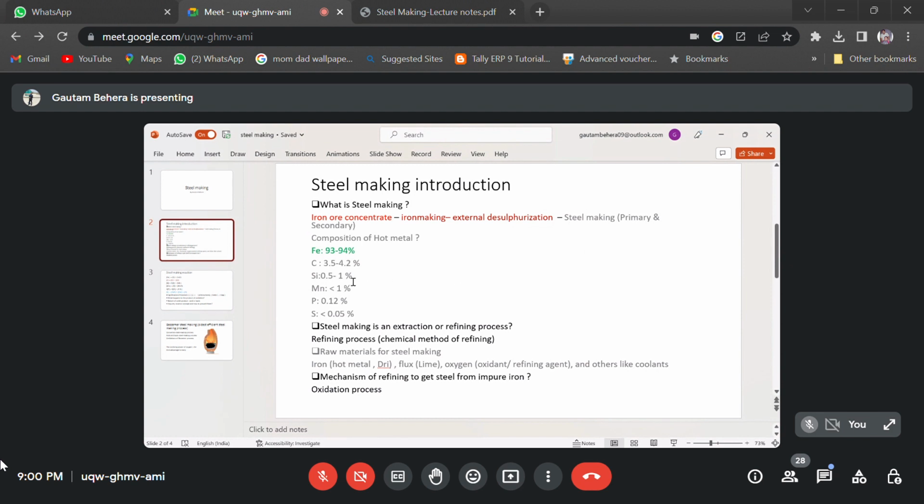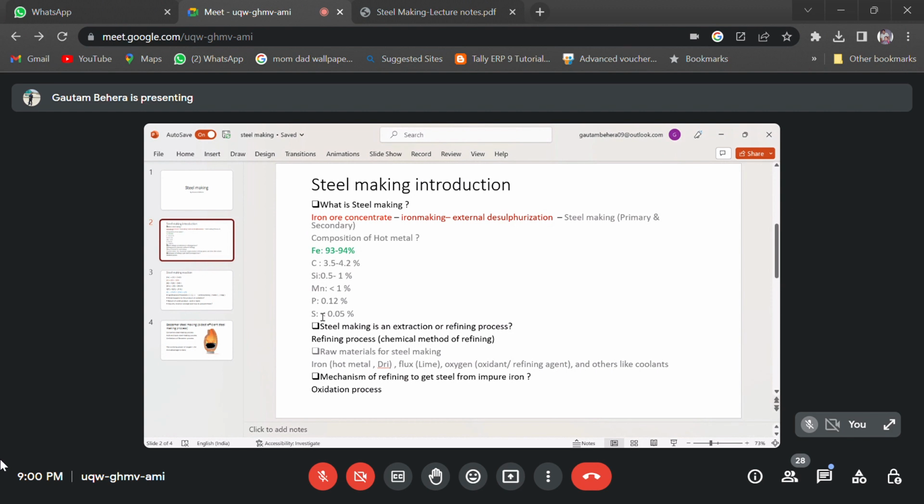So yeah, what I mean to say is, just look at this one, sulfur. Do you know that the blast furnace is a very efficient furnace to remove sulfur? Do you remember why?